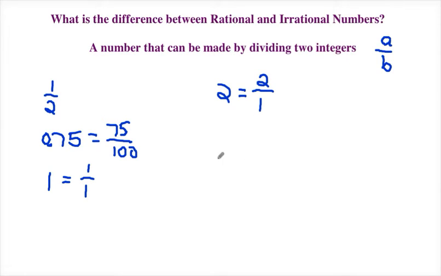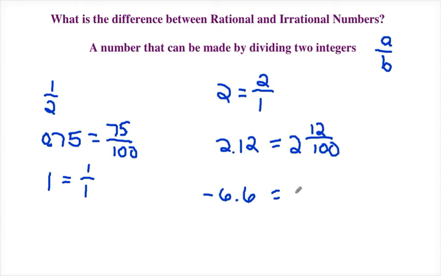Let's take a look at some decimals. 2.12. 2.12 can also be written as a fraction, 2 and 12 over 100. Therefore, 2.12 is rational. Lastly, -6.6. We can rewrite this as -6 and 6/10. Therefore, -6.6 is a rational number.